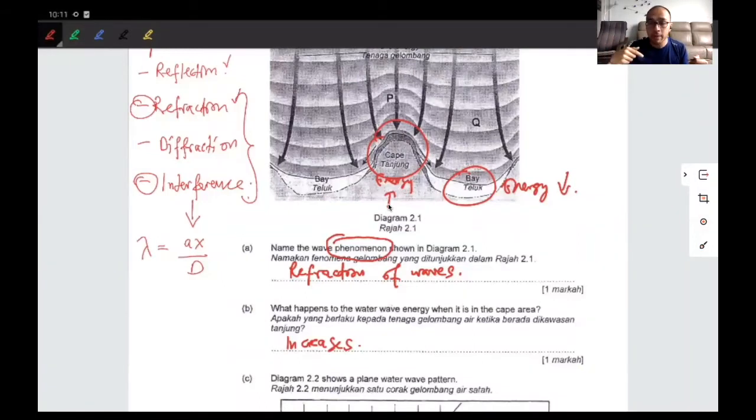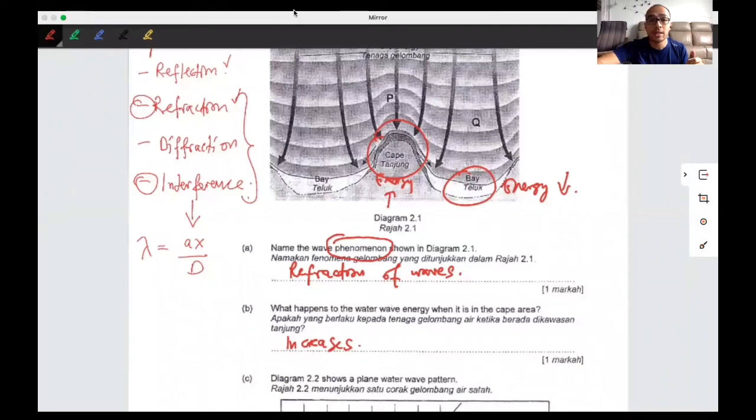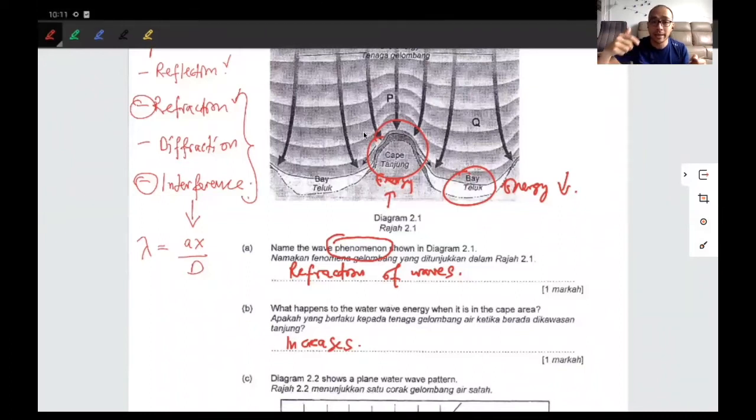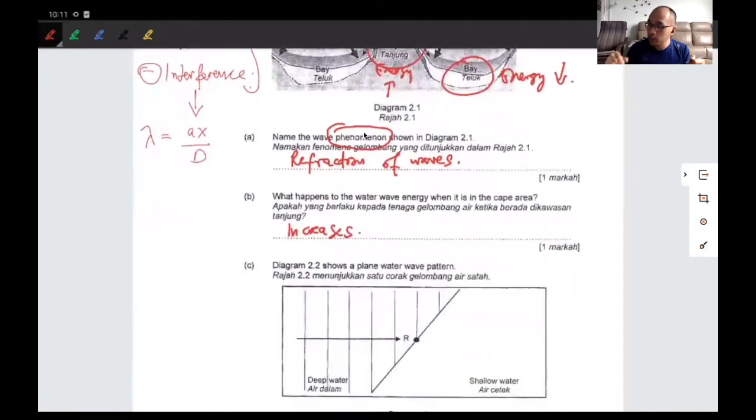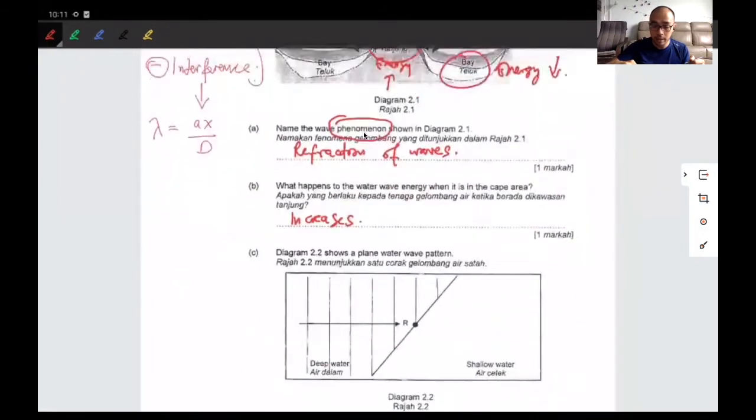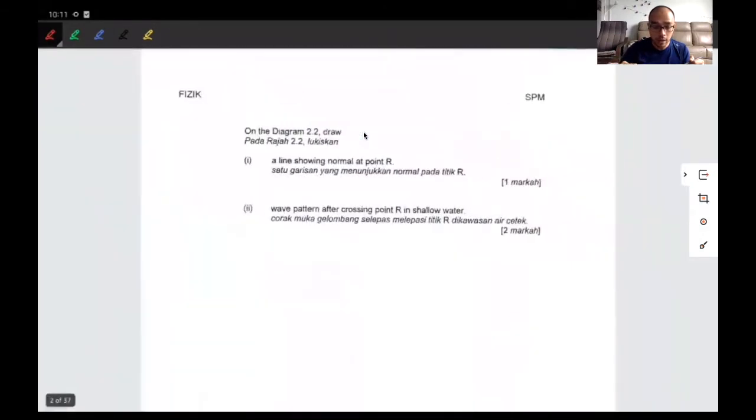In the cape, not only are the waves strong, the rocks are also dangerous. There's a lot of rocks at the cape area. All right. Diagram 2.2 shows the plain water wave pattern. And I'm pretty sure that the question will ask us to draw a line showing the normal at point R.